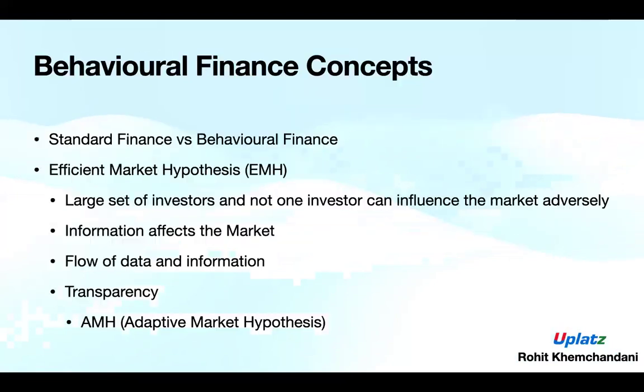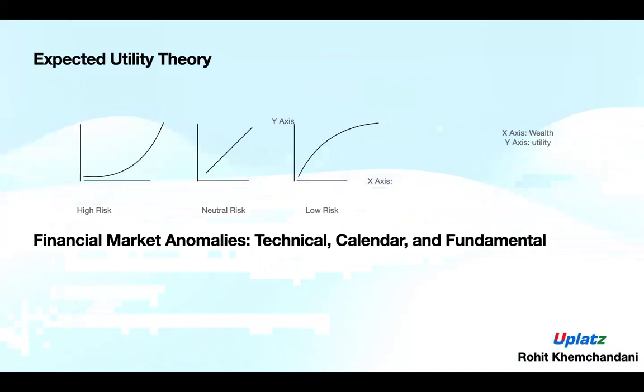Now we'll discuss the expected utility theory. As we can see in this slide, there are three graphs shown here: one is high risk, second is neutral risk, and a low risk. On the x-axis I have plotted the wealth, and on the y-axis I have plotted the utility. So what does expected utility theory tell us?